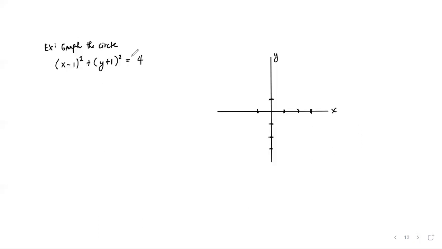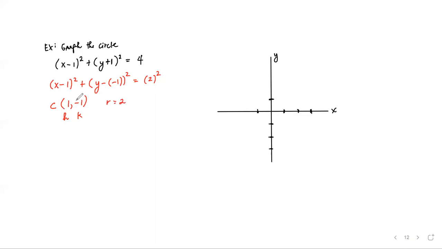So let us have an example. Let us graph the circle (x - 1)² + (y + 1)² = 4. So in here, we can write this as (x - 1)² + (y - (-1))² = 2². So here, the center of the circle is (1, -1), and that indicates that h is equal to 1 and k is equal to -1. And then the radius r is equal to 2.